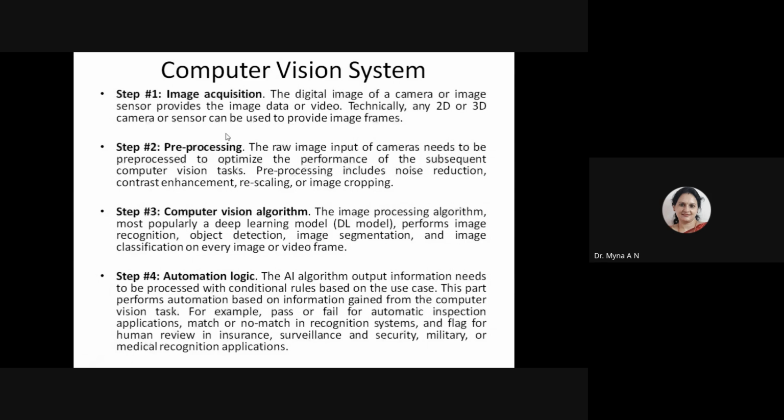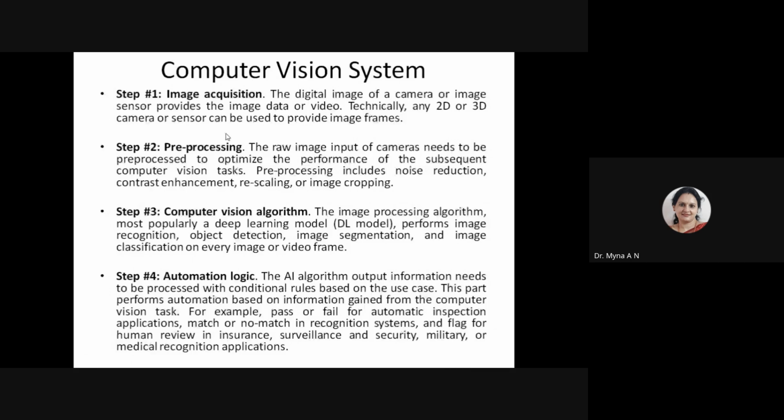The second step is pre-processing, where image processing plays a major role. The raw image input of cameras needs to be pre-processed to optimize the performance of the subsequent computer vision tasks. Pre-processing includes noise reduction, contrast enhancement, rescaling, image cropping, etc.